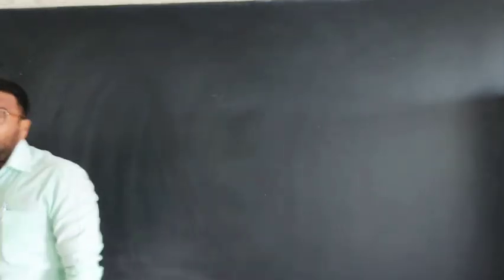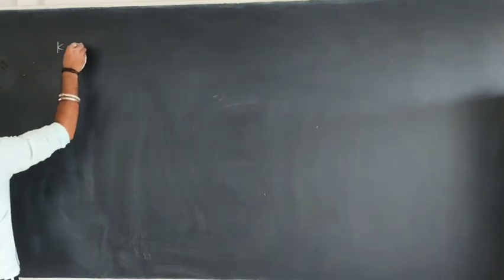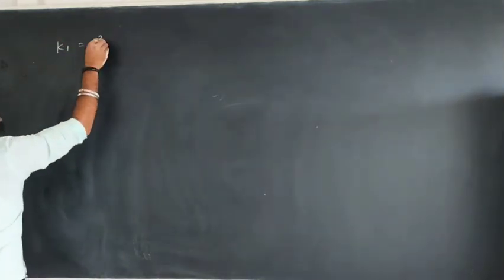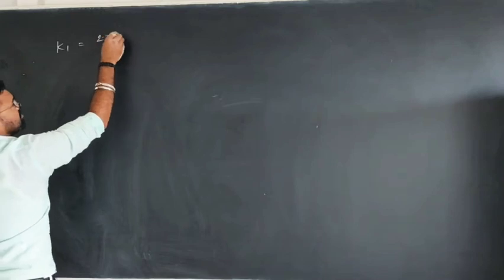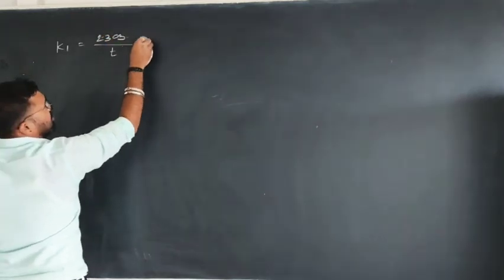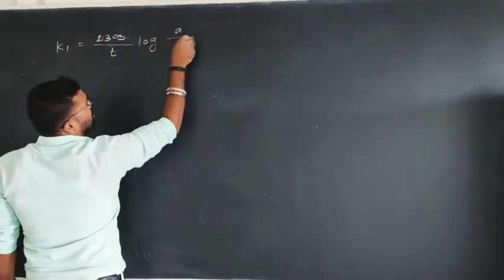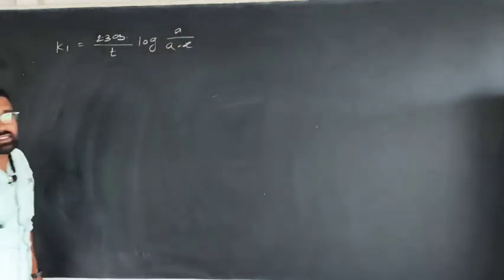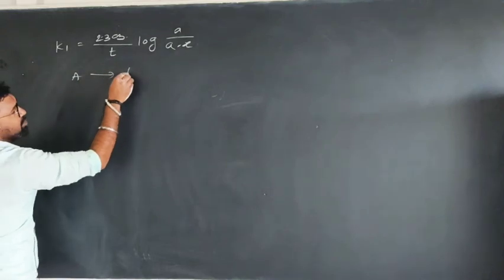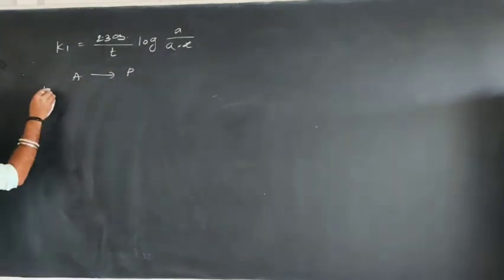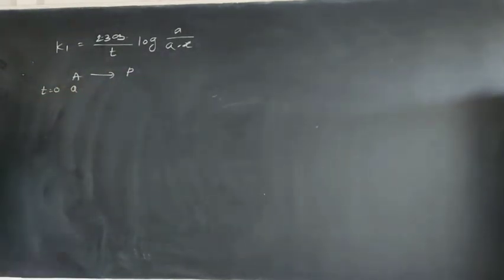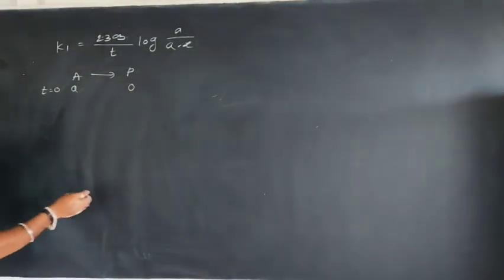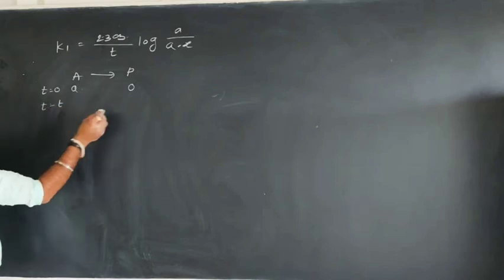Second characteristic is half life period and third characteristic is unit. I write the general equation k1 is equal to 2.303 upon t into logarithm to the base 10 of a upon a minus x. What is half life period? Suppose I write the general equation, a gives product p. At time t is equal to 0, the concentration of reactant is the initial concentration of a, and product is 0. At time t is equal to t, what will happen?